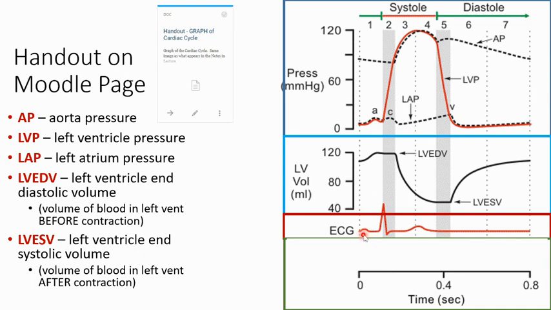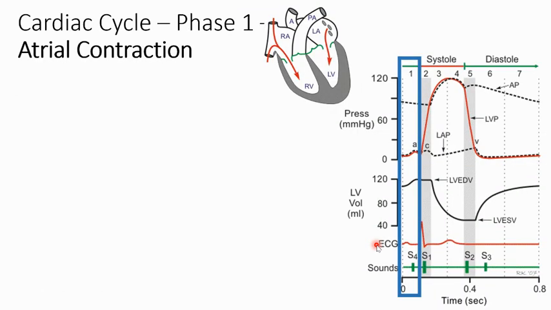You also have the corresponding parts of the EKG wave during this cardiac cycle, and you also have your heart sounds. Now, we're only going to be looking at heart sounds S1 and S2. We are not going to be worried about sounds S3 and S4.